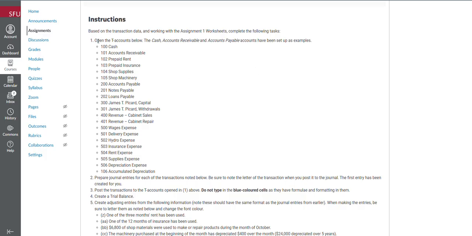First thing is when you look at the assignment, we have a list of accounts. You want to make sure you use these names exactly how they're written out. So don't change, for example, cash to bank, and don't say account receivable dash Courtney, right? You want to keep these as is.